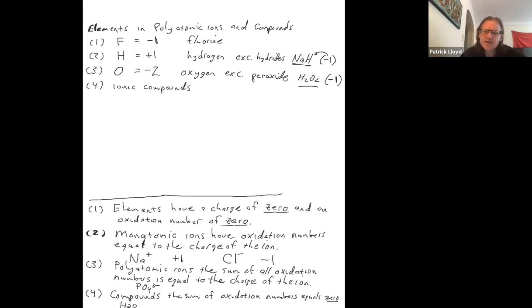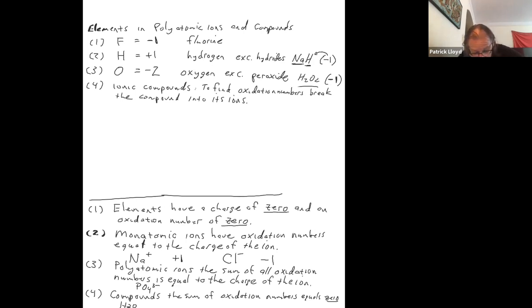So this is for ionic compounds. To find the oxidation numbers, break the compound into its ions. Okay, so break it up into its ions.